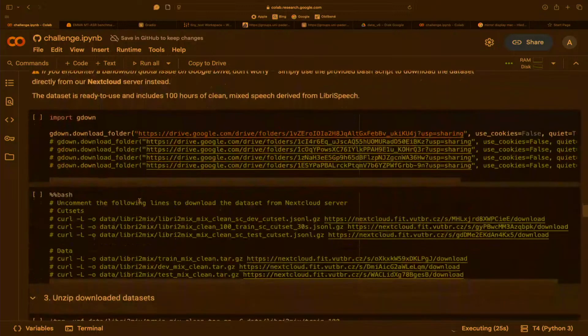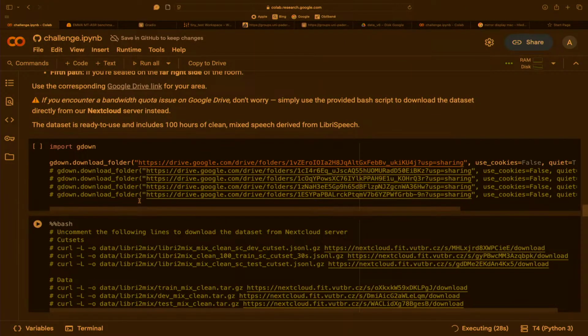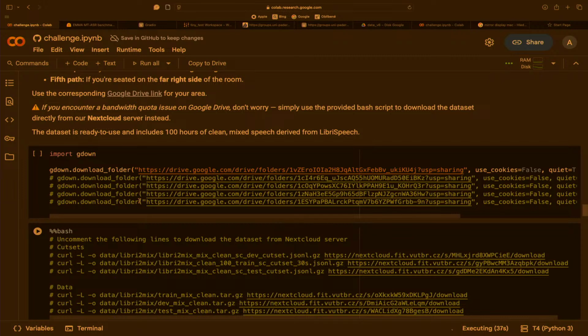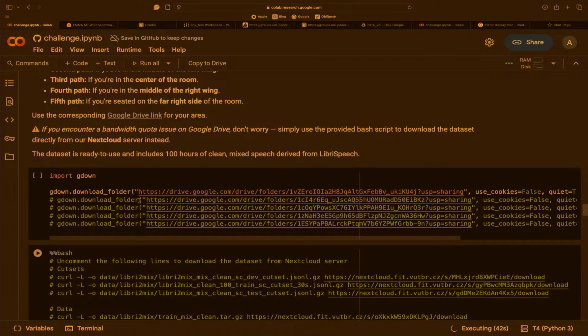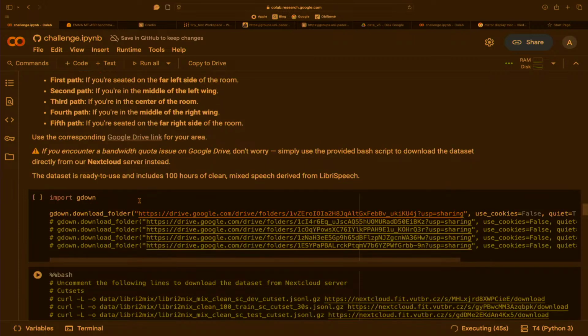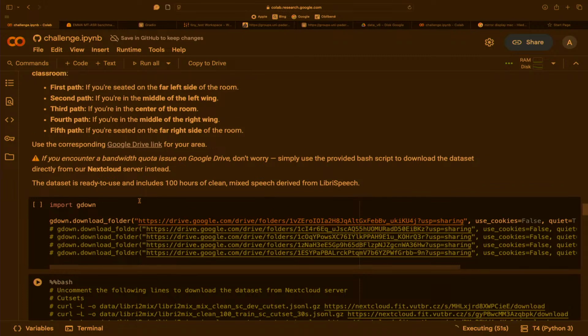So I made 5 copies. Let's split the room into 5 sections: 1st section, 2nd, 3rd, 4th, and 5th. Try to split yourselves somehow and use these 5 different links. This group uses the first link, this group the second link, third, fourth, and fifth link, okay? Quick show of hands. Who is going to use the first link? We are about 35 of us, so it should be 7 each.